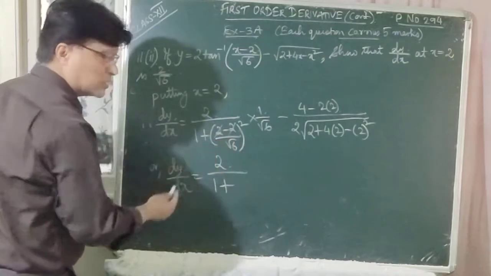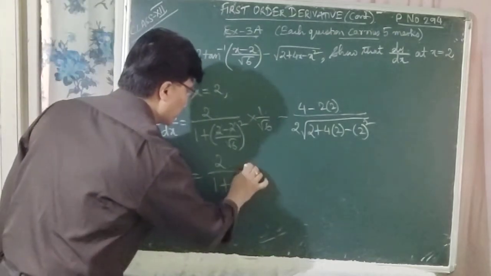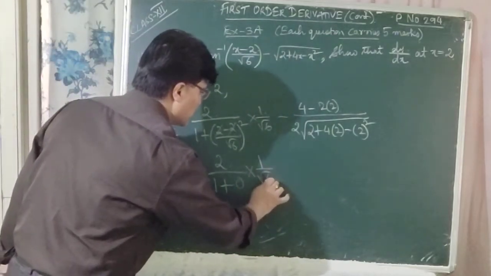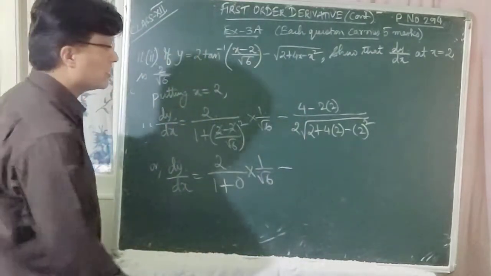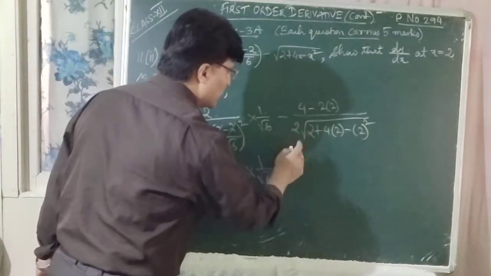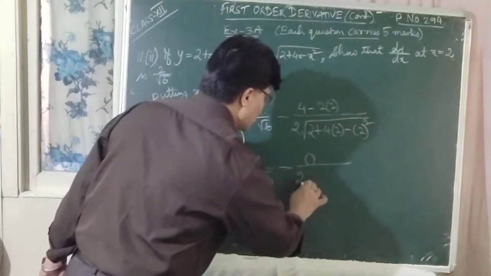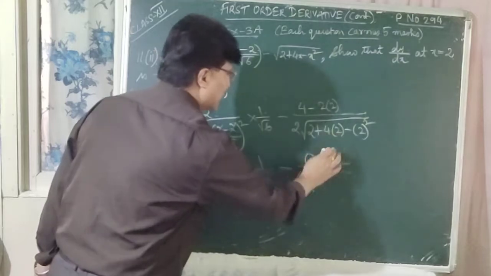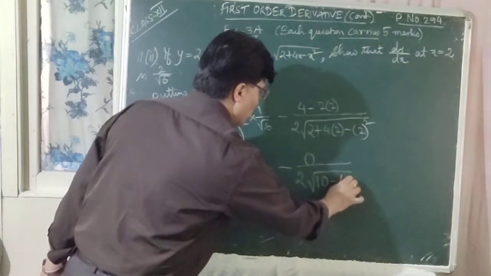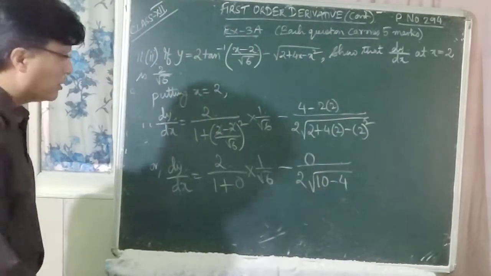So 0 by root 6 is always 0. Root square is 0 into 1 by root 6 minus this is also 4 minus 4, which is 0. 0 divided by a number is always 0. Or you can simplify it further: 2 root over this is 2 plus 8, 10, minus 4. That is 0 divided by a number, which is always 0.